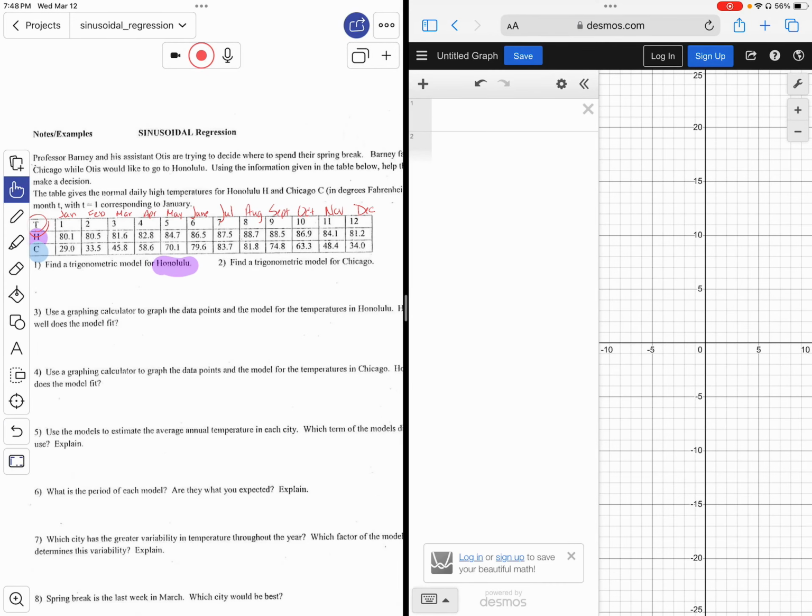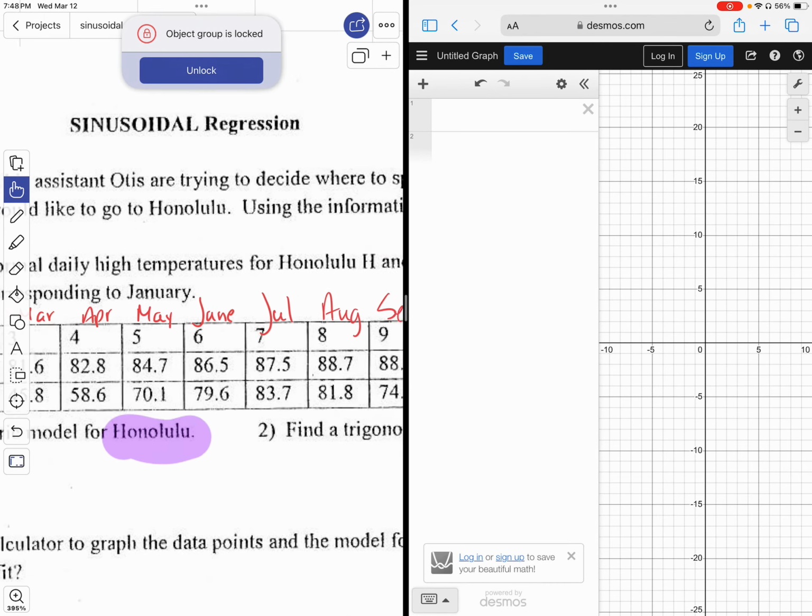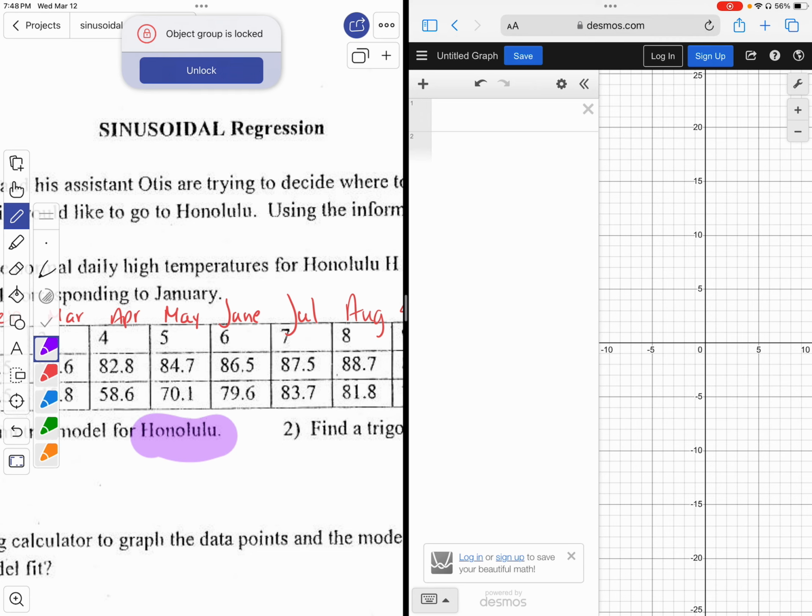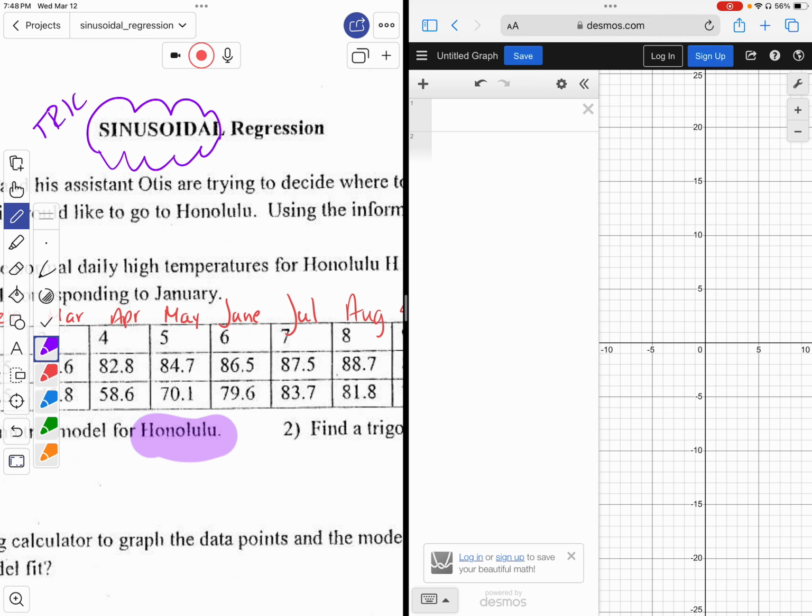Today we're going to take a look at sinusoidal regression. Sinusoidal regression just means trig. Sinusoidal is a fancy word for trig, but it means that our graphs are going to behave in that wave pattern. Regression simply means I've collected data that behaves like a certain pattern. Doesn't always line up perfectly, but it does behave like one.